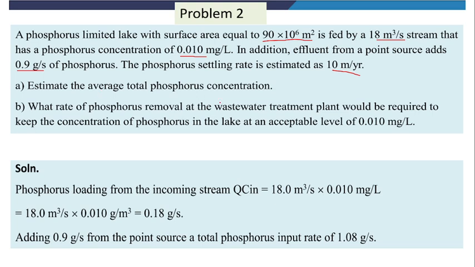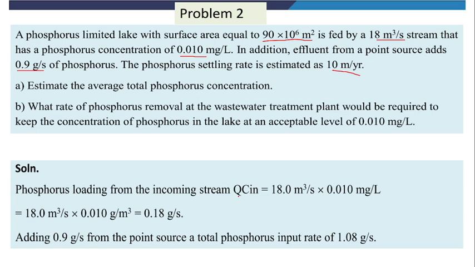So one by one we will go. First thing we need to find is the input. Something is going into the wastewater treatment plant, it is getting treated, and something is getting accumulated. To the incoming stream, the effluent from the point source is also constantly being added. So the inlet stream, the incoming stream plus the point source addition, is equal to QC out, what is being left out, plus what is being accumulated in the wastewater treatment plant.